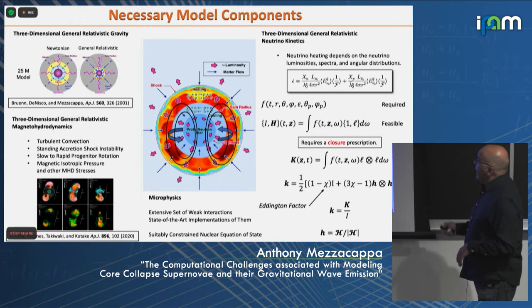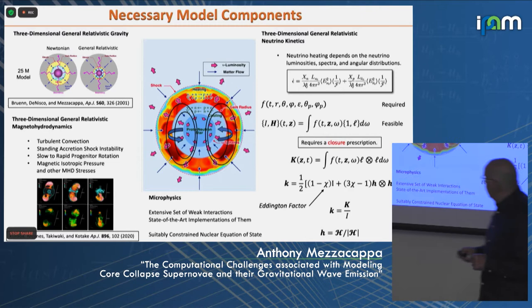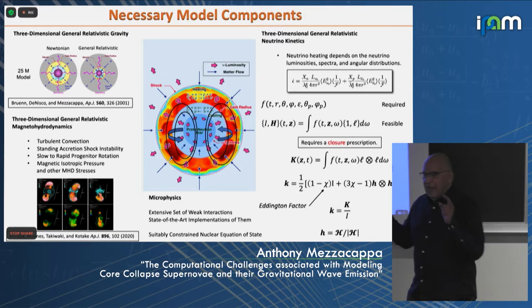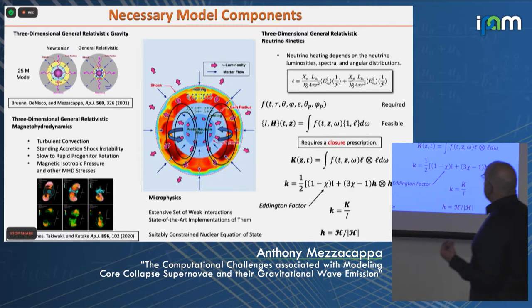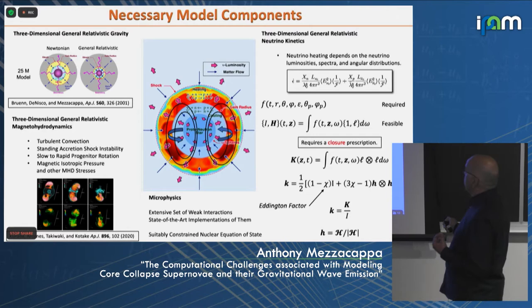Finally, this is a lot of work, as David and others have discussed. That's a lot of work already. But now we get to the 800-pound gorilla. The 800-pound gorilla is that we have to have a general relativistic treatment of neutrino kinetics. So the neutrino heating, there are two terms here. One is for the electron neutrinos and one is for the electron antineutrinos. I'll talk about one of them.